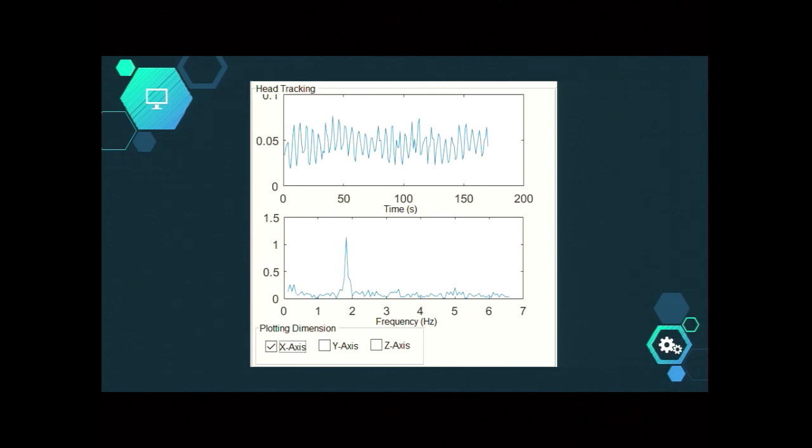Again, similar data presented here. This is for our head tracking system. Can be analyzed in the X, Y, and Z dimension as well.